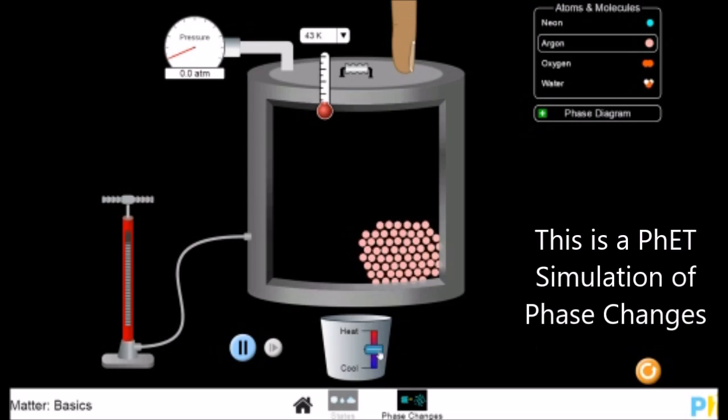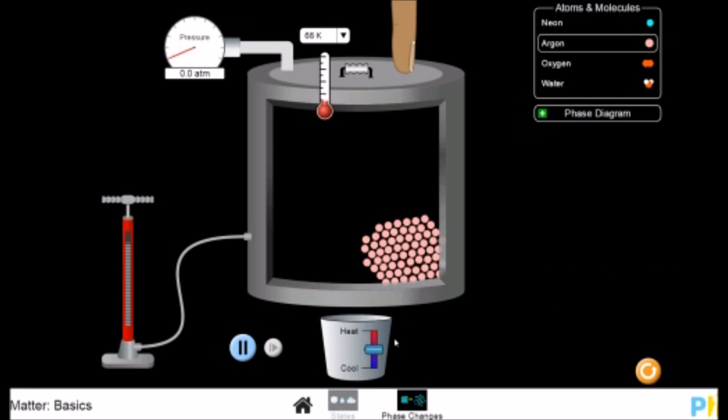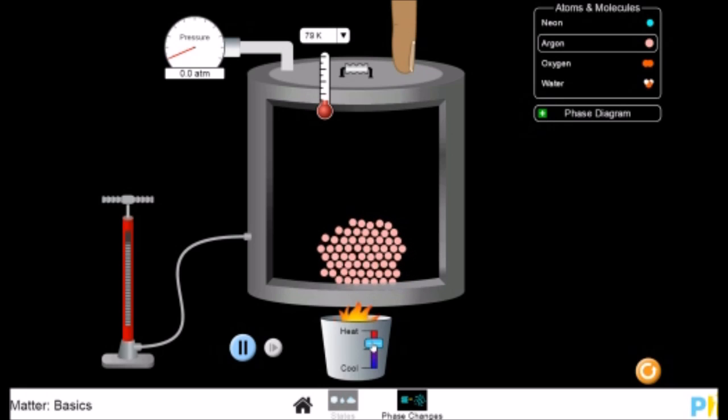This is a PhET simulation of phase changes. The pink circles in the middle will represent generic molecules, and you can see their motion is affected by the temperature, which I have control over. So at this point, there's a fairly low level of motion, but if we increase the temperature, right now we're at a cold temperature, then you'll see molecular motion increases.